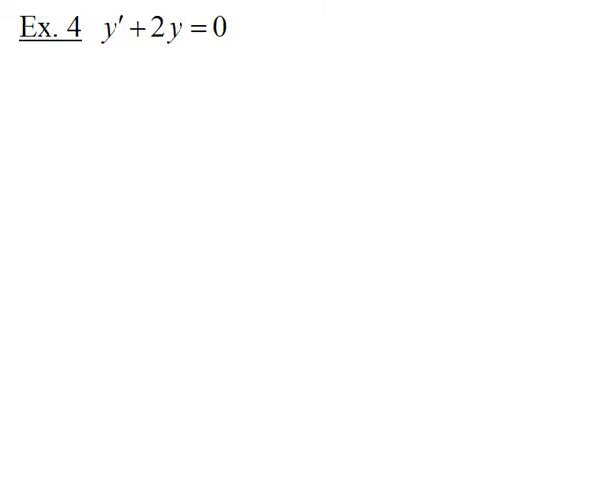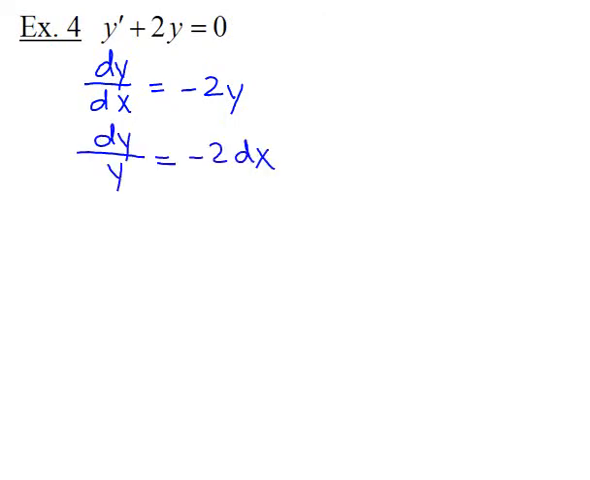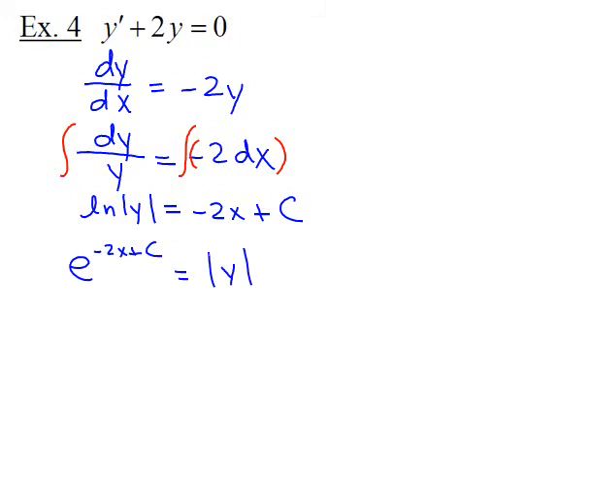In my last example, y prime plus 2y equals 0. Rewrite the y prime as dy/dx and subtract to isolate the dy/dx. Divide by y and multiply by dx to separate, and integrate both sides. I get the natural log of the absolute value of y equals negative 2x plus a constant. In exponential form, this means that e to the negative 2x plus c equals the absolute value of y.